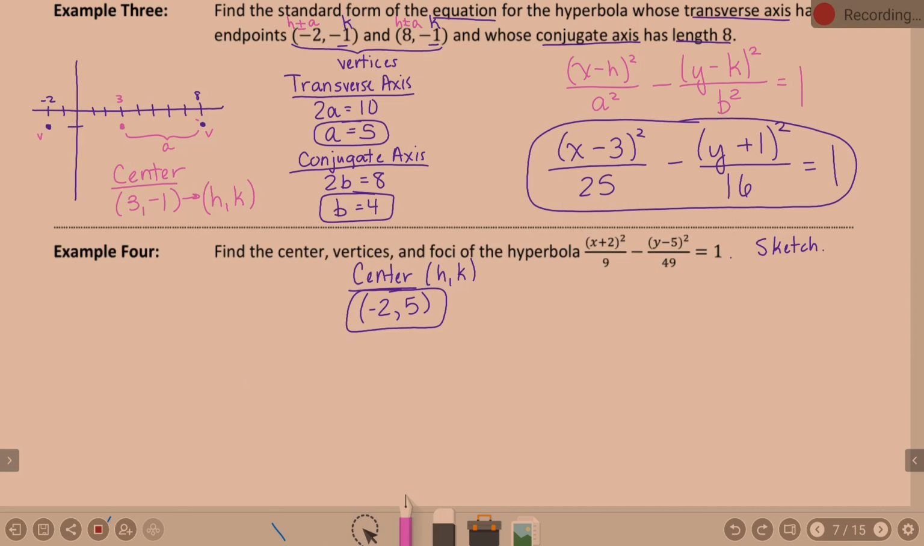Can we talk A and B? Is this left column or right column? This is left column, yes, because why? X is first. It's a subtraction sign, X is first. So for the record, this is X minus H squared over A squared minus Y minus K squared over B squared equals 1.